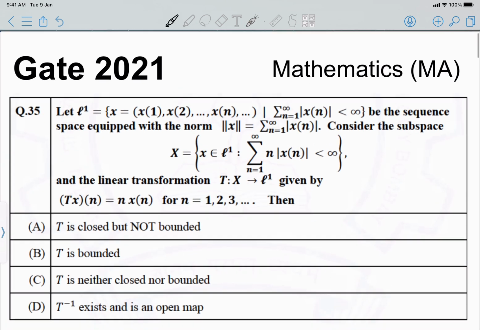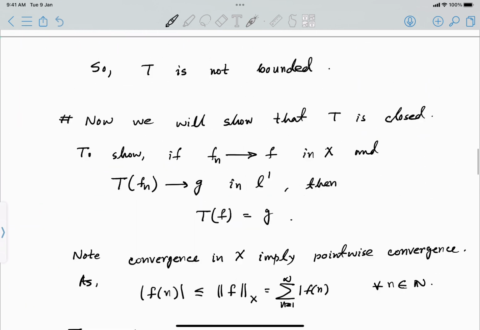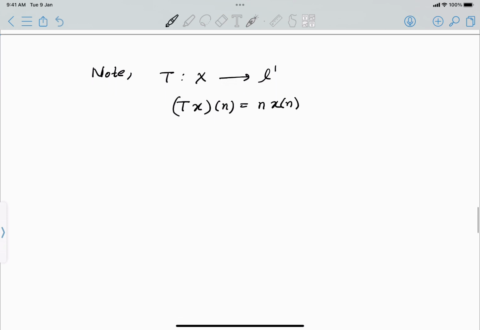Now next we have to check the other option, whether t inverse exists. So for that we have to check that t is 1-1 and onto. So what is t? Note that t is from x to L1, t of xn is n xn. Note that by definition, t is onto, right?